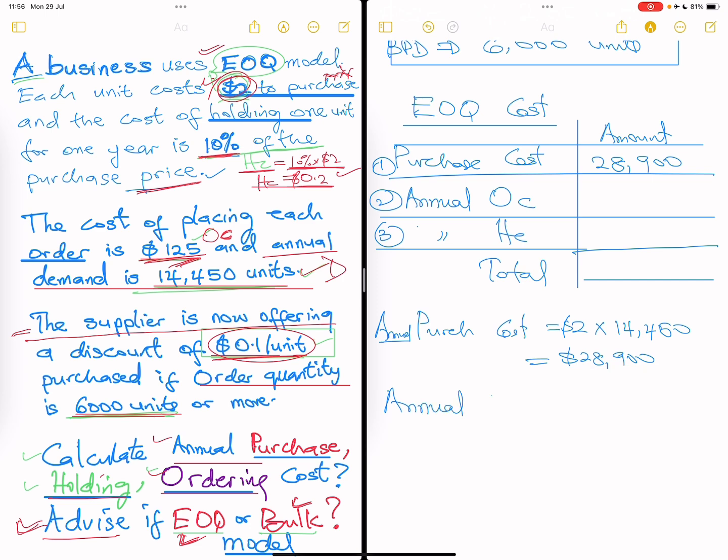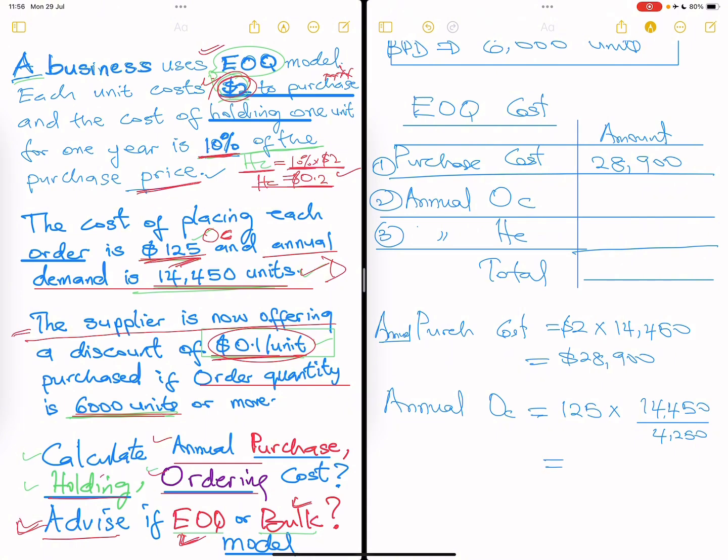Now let's do the next one, which is the annual OC. And remember, that equals the ordering cost for each order multiplied by the total number of orders we need to make in a year. So we're going to do 125 per order as what we incur, and the number of orders will be annual demand divided by the quantity we order every time. So that's multiplied by annual demand, 14,450. Then every time we order at EOQ, we order 4,250.